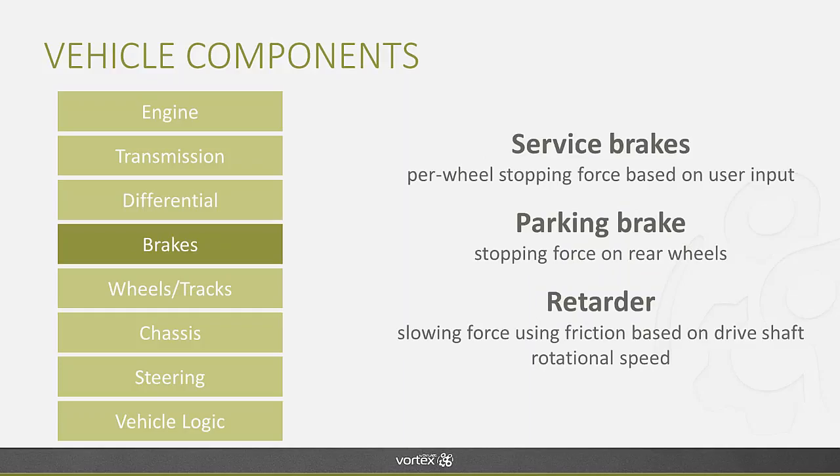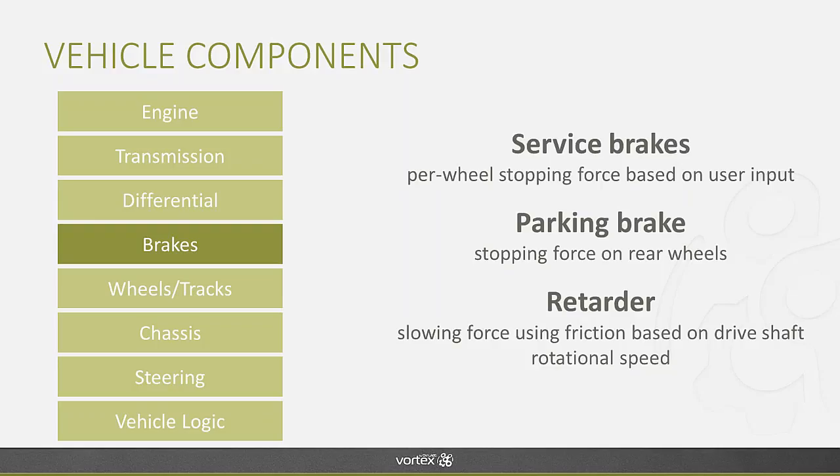You can also simulate three types of brake. The first one, service brakes, are the brakes you have on each wheel. So they apply a per wheel stopping force that is based on your user input, basically how strongly the user depresses the braking pedal. The per wheel stopping force can vary from wheel to wheel. Typically you'll see, for example, a stronger stopping force on the front wheels and a weaker stopping force on the rear wheels. You can also simulate the parking brake.